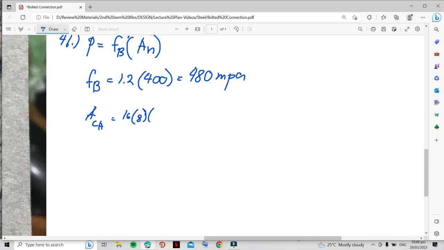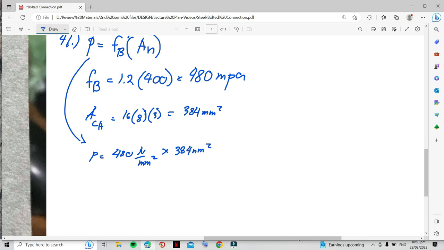times the number of contact. So this is 384 mm squared. So you're ready to substitute to find the force P. It's equal to 480 Newton over millimeter squared times 384 mm squared. You can solve here in Newton.